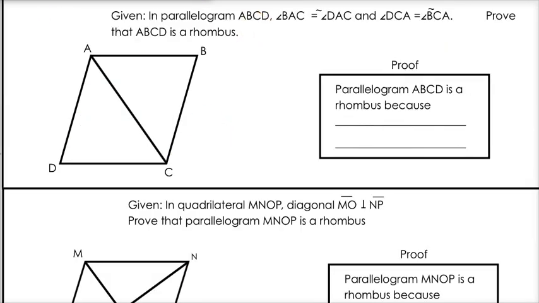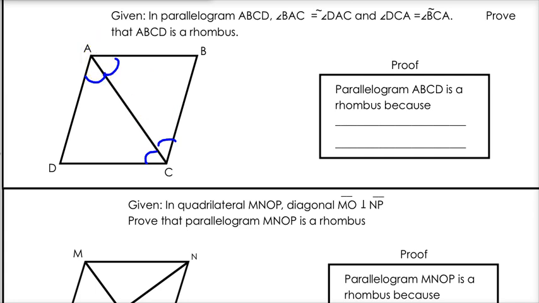All right, so for our first one, it says in parallelogram ABCD, we know that angle BAC is congruent to DAC. So this angle and this angle are congruent. And we also know that DCA, which is right here, is congruent to BCA, which is right here. Prove that ABCD is a rhombus. All right? So we know it's a parallelogram, but how do we prove it's a rhombus?